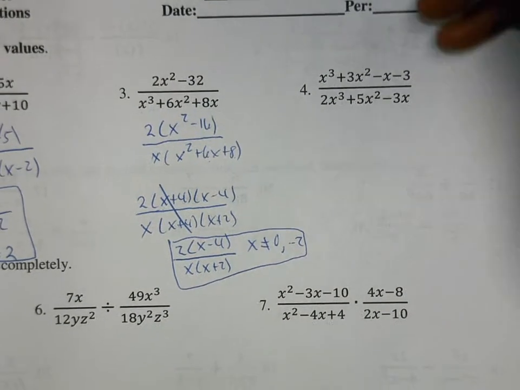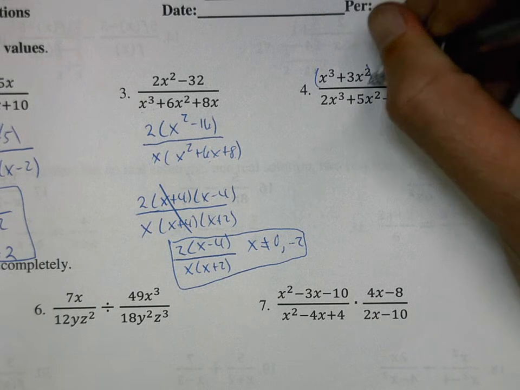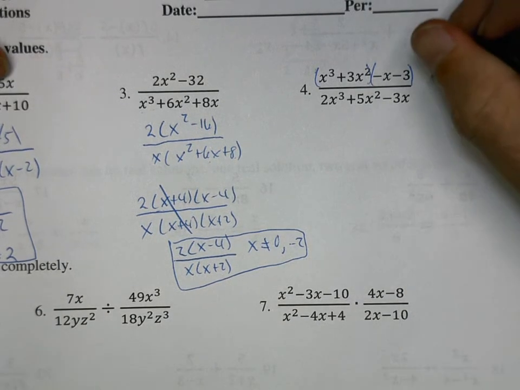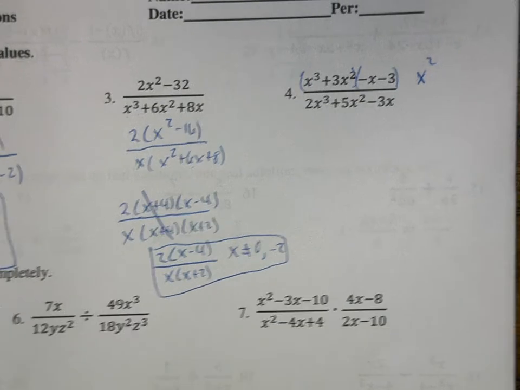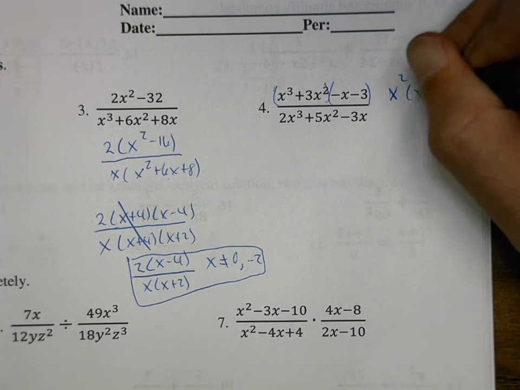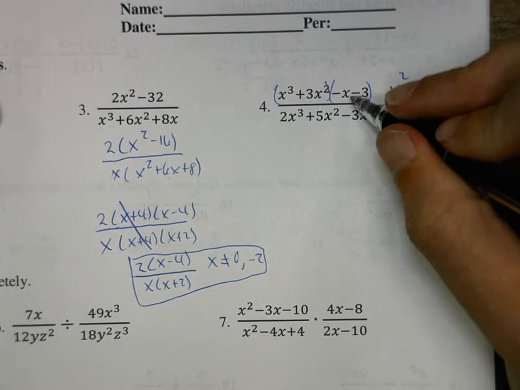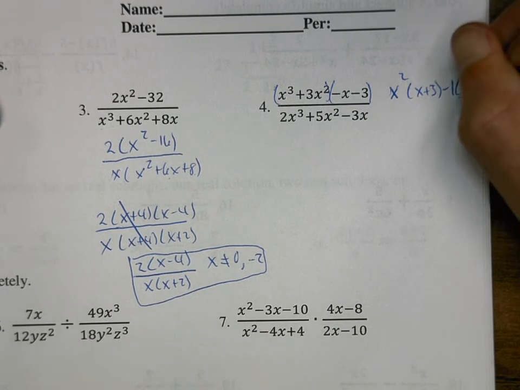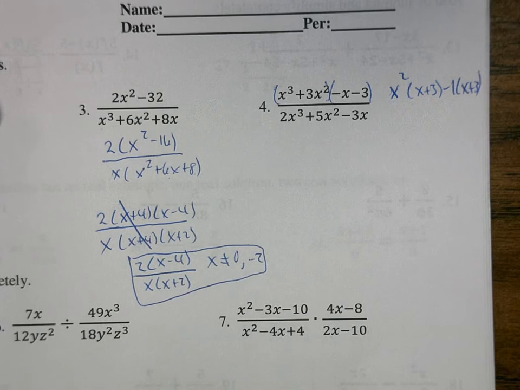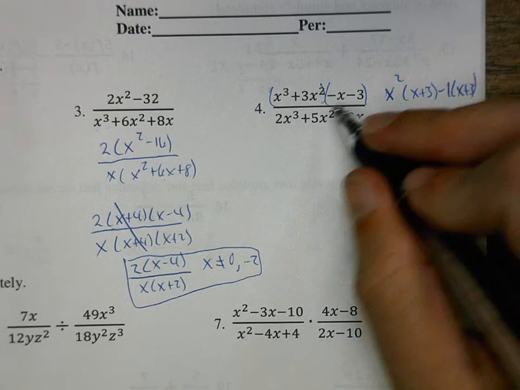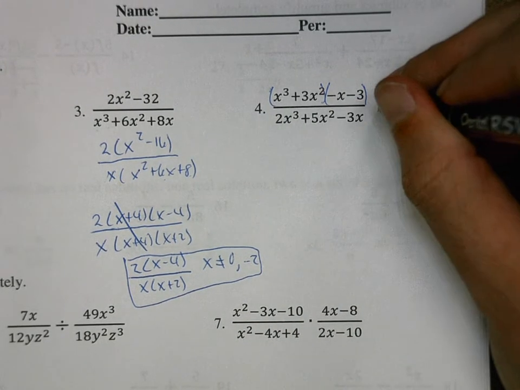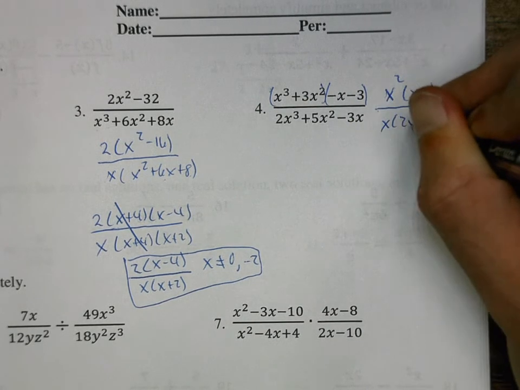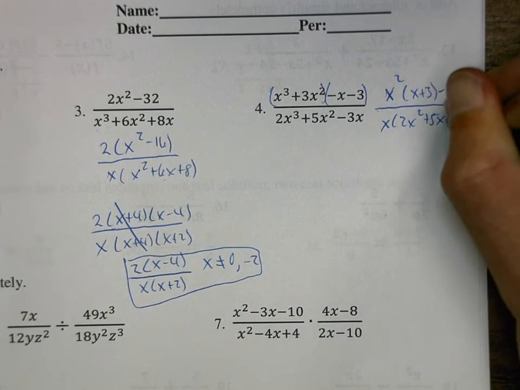For this problem, we're going to factor by grouping. So factor, group those, group those. GCF of that would be x squared, and you would be left with an x plus 3. And the GCF of that, we could pull out a negative 1, and that leaves us x plus 3. And in the denominator, we could pull an x out of all of that, so x times 2x squared plus 5x minus 3.